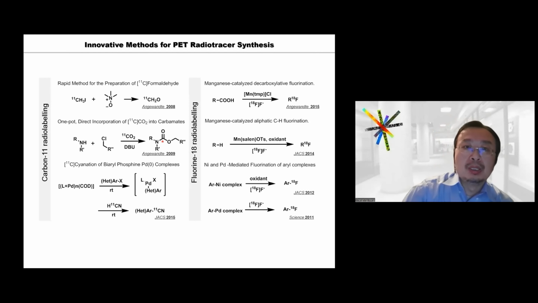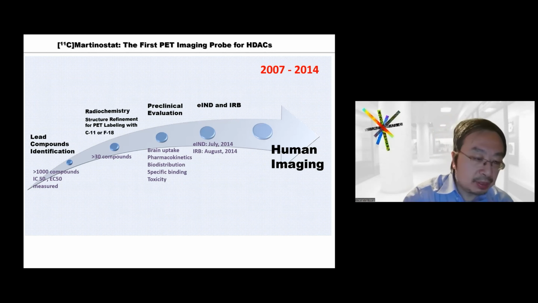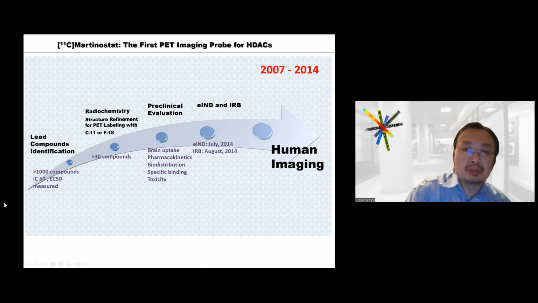Okay, so I worked on a C11 tracer called Martinez many years ago, and actually before I joined the lab, the project had already started in 2007. I continued this project from 2012 when I joined the lab. So basically, you see this pipeline similar to what I showed in my last slides.